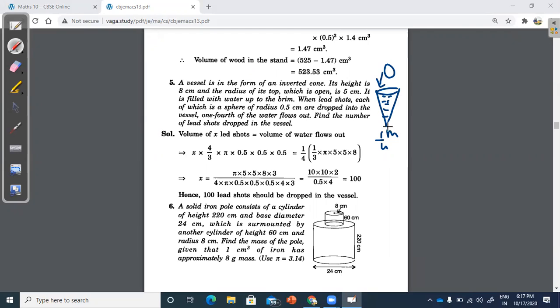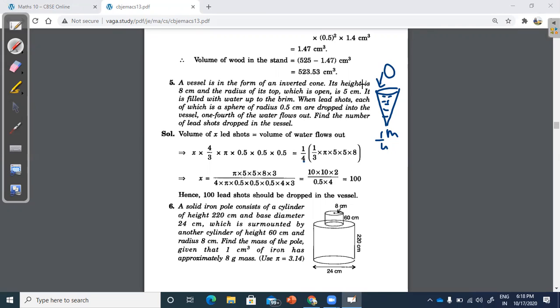That is 1/3 pi r square h. That is the volume of the cone, and take 1/4 of that. So 1/4 into 1/3 pi r square h. So this is going to be the volume of water that is flowing out, because 1/3 pi r square h is the volume of the full water, and the full water is not coming out, only 1/4 is coming out. So I'm calculating that, right?